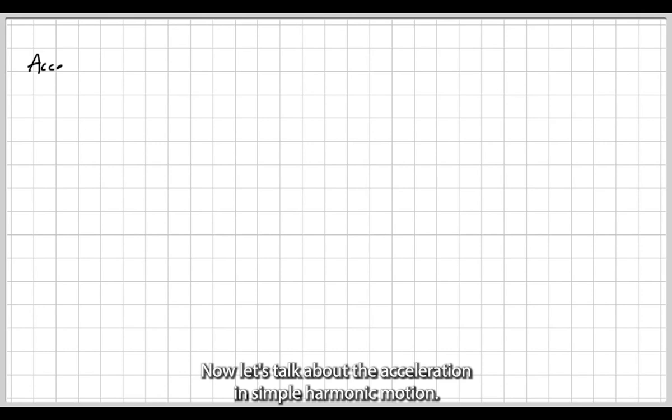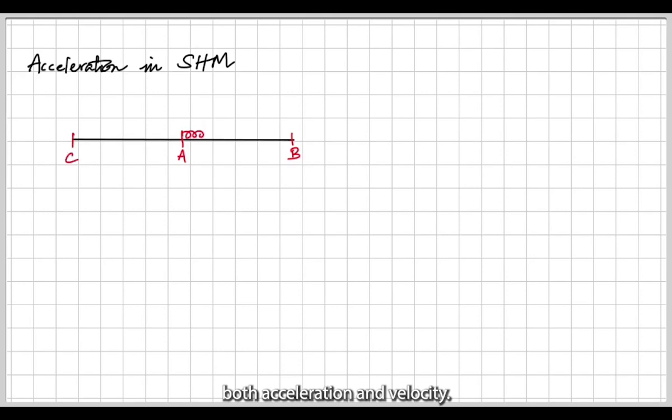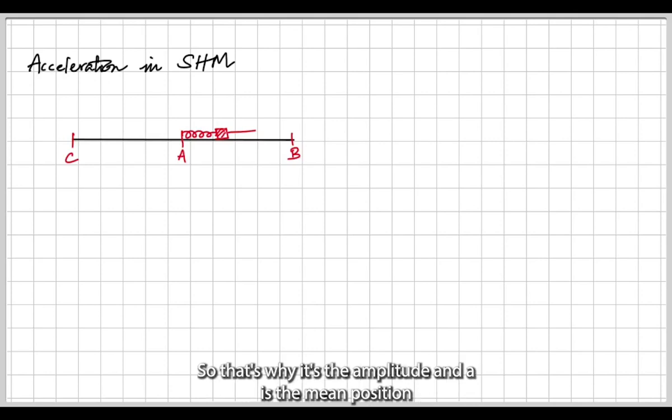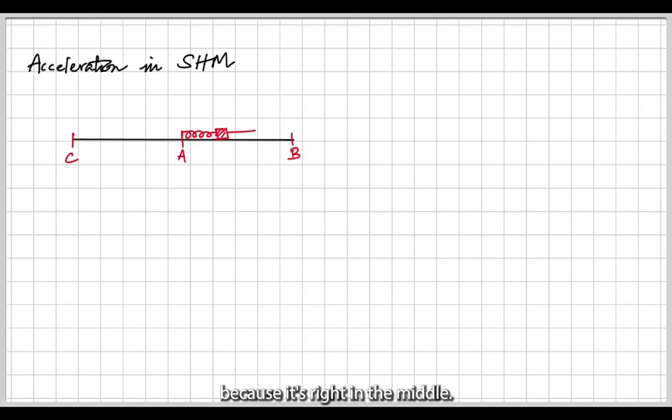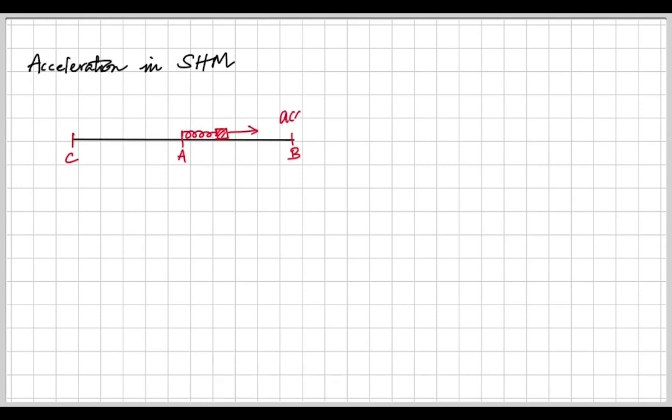Now let's talk about the acceleration in simple harmonic motion. I think I already spoke about that, but we'll try to correlate both acceleration and velocity. So you have the spring and it's moving back and forth horizontally between the amplitude positions B and C. B and C are the extremes to which it can go, so that's why it's the amplitude, and A is the mean position because it's right in the middle. So the mass goes back and forth, and we want to talk about acceleration.